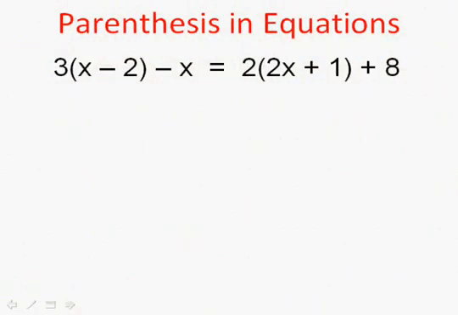Excuse me, Professor Brainiac. Okay, let's talk about parentheses in these equations.